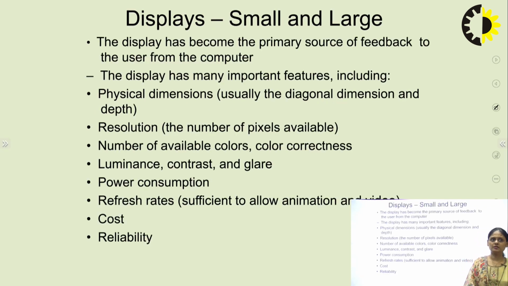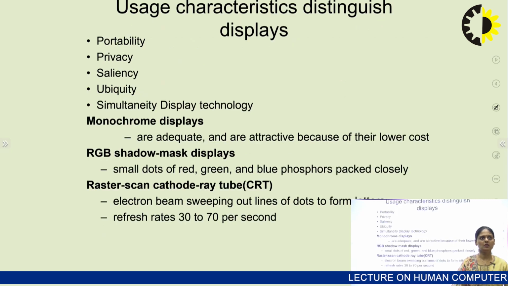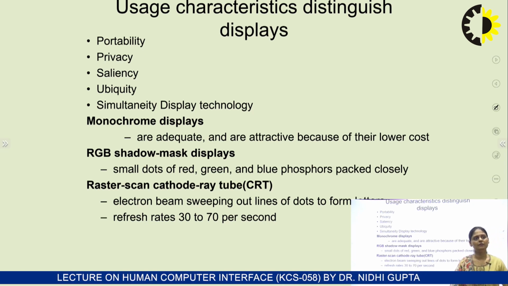Then displays. The displays are small and large. The display has become the primary source of feedback to the user. We can see the displays, the screens. Important display features include physical dimensions, resolution, power consumption, and refresh rates. So displays have their own characteristics. Usage characteristics distinguish the displays, such as portability, privacy, and silence. All these things matter.